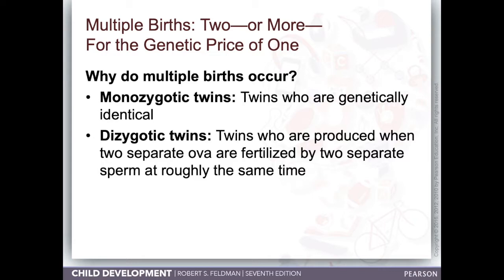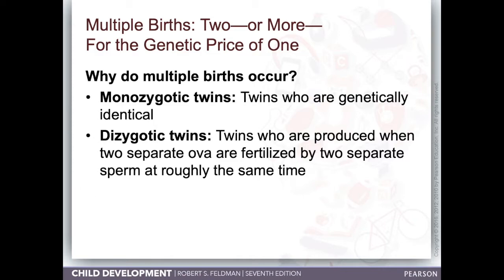Multiple births, ones that I'm very familiar with: two or more for the genetic price of one. Why do multiple births occur? The two different types of twins here are described by whether they are identical, sharing an egg that broke into two, or two eggs that are separately fertilized.